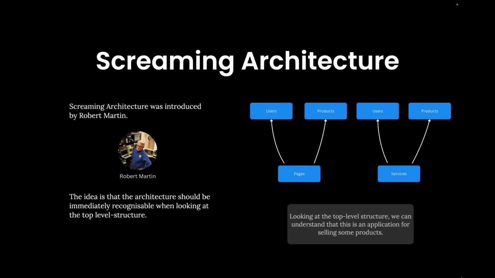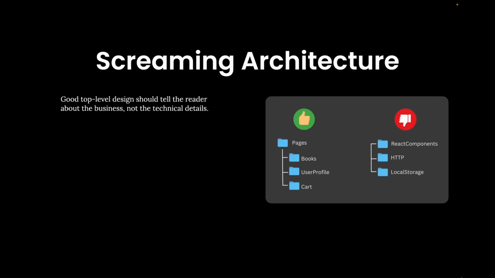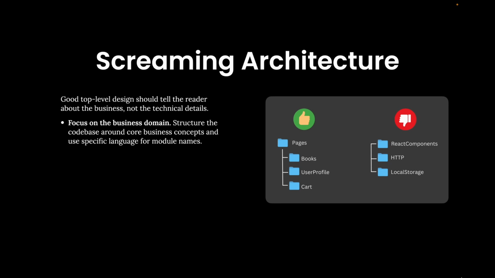Imagine this case. You open a project, you take a quick glance at the directory structure, and immediately you should know what the application does. That's what Screaming Architecture is about. It ensures that by just looking at the structure, you can tell what this project is for, what the main entities are, and how the business logic is organized. A good top-level design should tell the reader about the business, not technical details. Focus on the business domain. Structure the codebase around core business concepts and use domain-specific names for models and features.